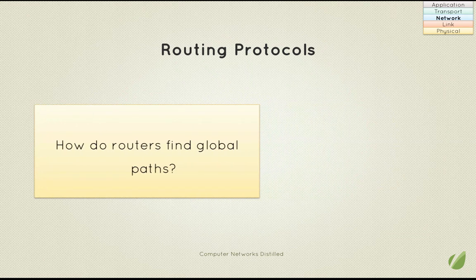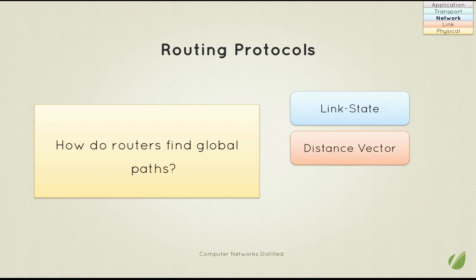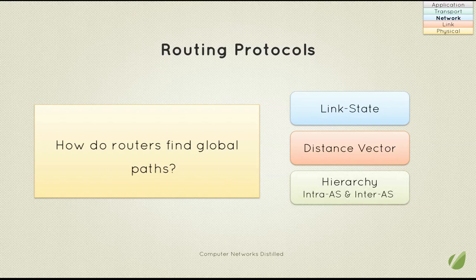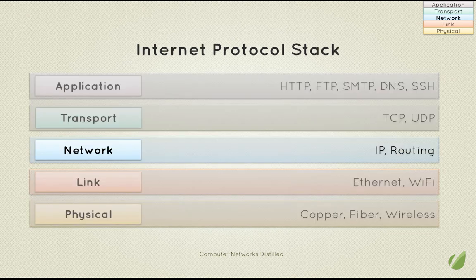The answers we've seen are link state, distance vector, these two main classes of routing protocols. And in the real world, we use a hierarchical organization with Intra-AS and Inter-AS routing protocols to make everything work together when scale matters, when policy matters, and when performance matters. So this has been a look at routing protocols in the network layer.